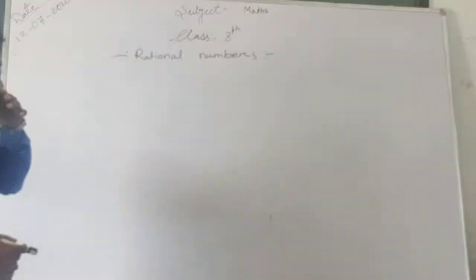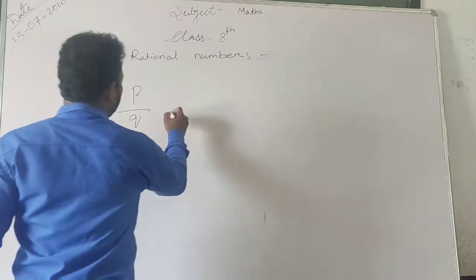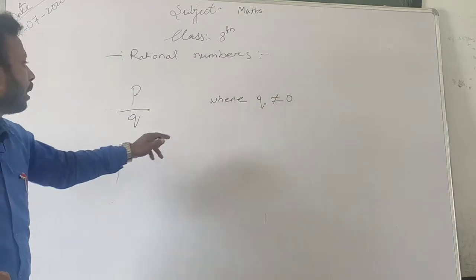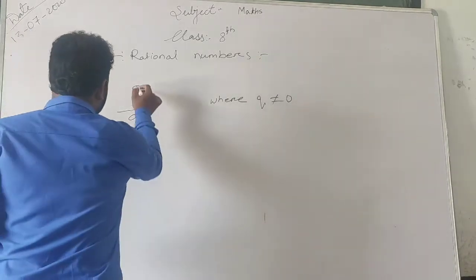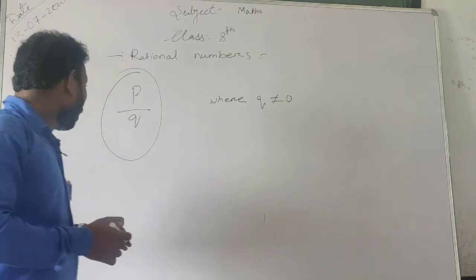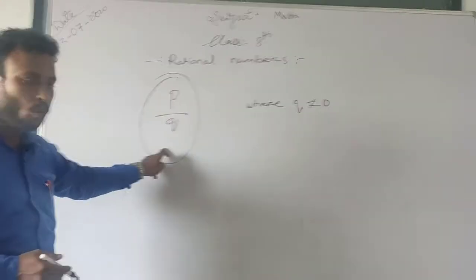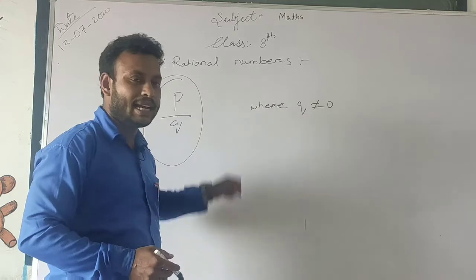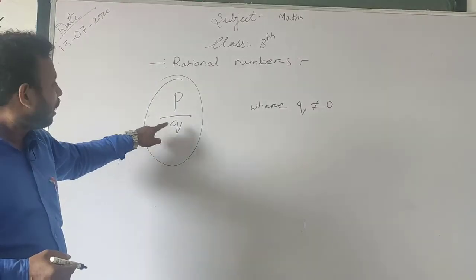A rational number is a number of the form P by Q, where Q is not equal to 0, and P and Q are two integers. This is called a rational number. Again I say, the number of the form P by Q, where Q is not equal to 0 and P and Q are two integers, P by Q is called a rational number. Here P is the numerator and Q is the denominator.